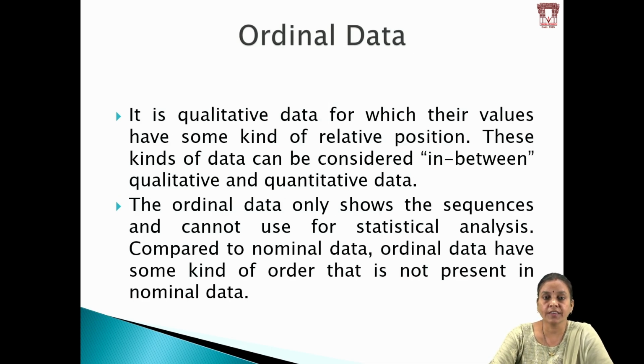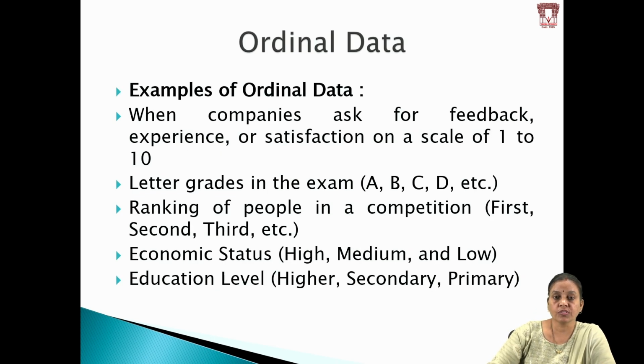Let us go to the ordinal data. Ordinal data is qualitative data for which the values have some kind of relative position. These kinds of data can be considered as in between qualitative data and quantitative data. Let us see some examples.